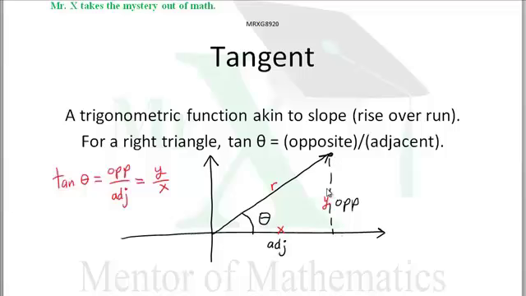But in terms of x, y, and r, that's y over x. Well, that's slope. How steep is this line here? Well, its slope is y over x. It starts here at the origin. So tangent is very much like slope.